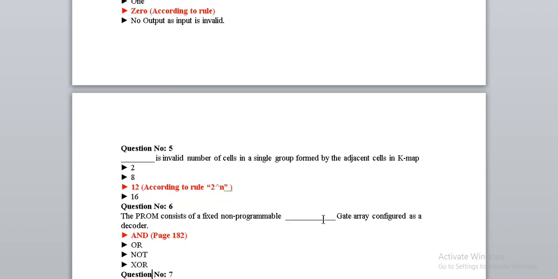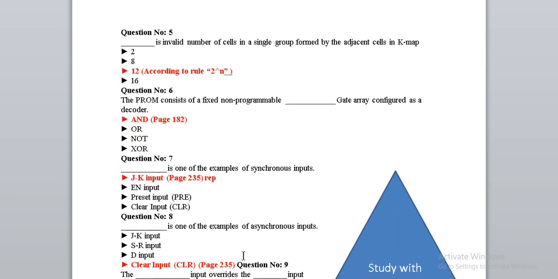12 is an invalid number of cells in a single group formed by the adjacent cells in a Karnaugh map. The PROM consists of a fixed non-programmable gate array configured as a decoder, and JK input is one of the examples of synchronous input.